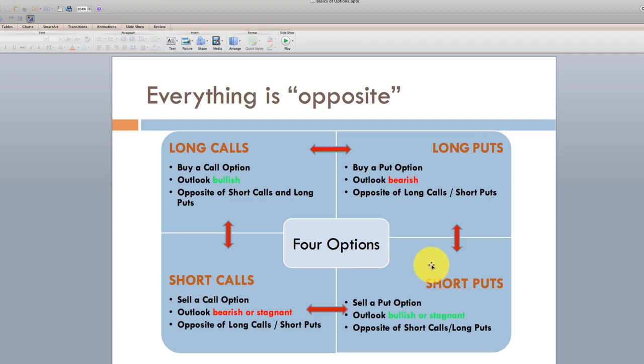If you can print out this slide or keep this slide in mind when you're thinking about the four different options, I think it'll become clearer as you get more exposed to it.